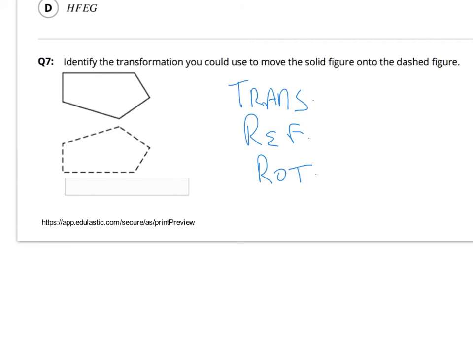Question number 7, we need to identify what kind of a transformation happened from here to here. This is the original shape right here, this solid one. The dotted one's the new one. Okay, so you need to type in which one it is. Is it a translation, reflection, or a rotation?